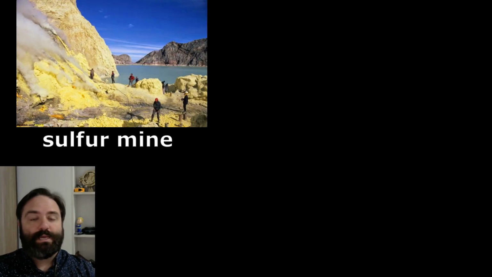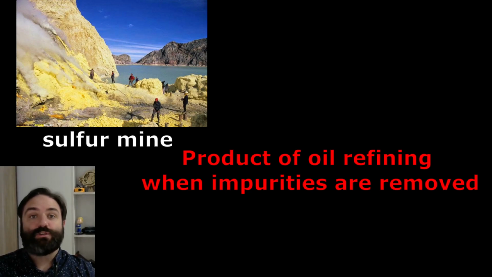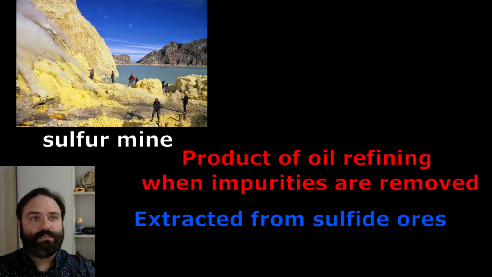It can be extracted in the solid elemental form. It's a yellow solid from under the ground in mines. It is produced as a byproduct of refining petroleum or crude oil and natural gas. You get some sulfur out from there. It's an impurity that is removed. And it can be extracted from ores which contain sulfide. So you can get metal sulfides.